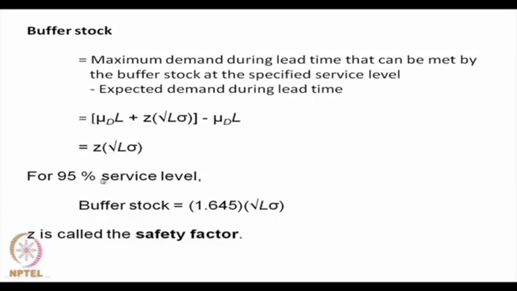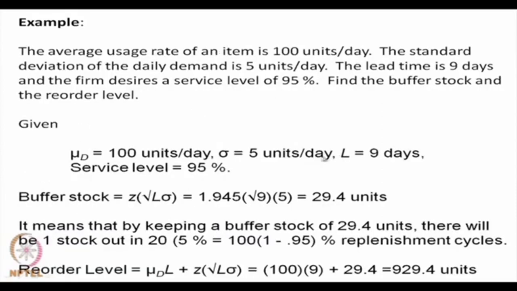If 95% is the service level, buffer stock is equal to 1.645 multiplied by the standard deviation, which is the root over of the variance. Normally, Z is called the safety factor. We take an example to illustrate this case.